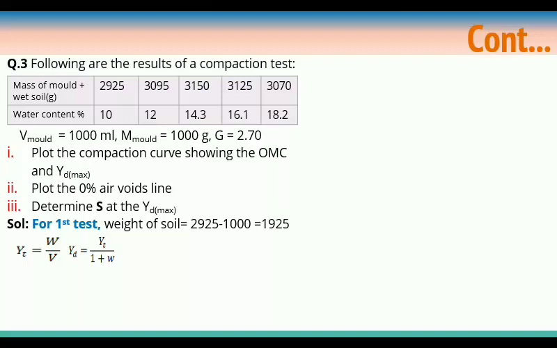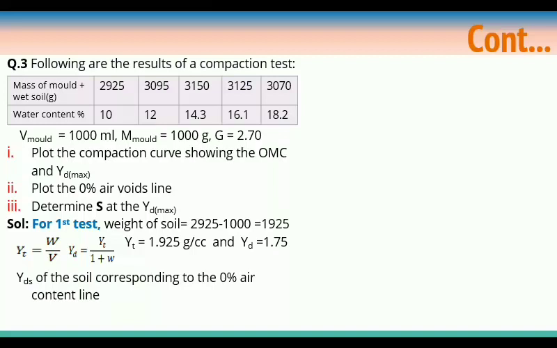So we can calculate the gamma d value. We got these values of gamma t and gamma d in terms of gram per cc. For gamma d of the soil corresponding to the 0% air content line, we use this formula where w is the water content, and we get the theoretical gamma d value, 2.125 gram per cc. So this is all the result for the first test.